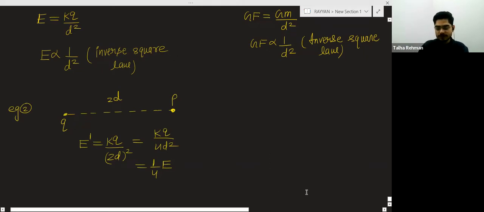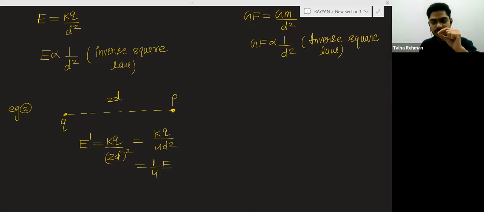Suppose for example, this is a charge, and at this point I want to find the electric field strength. So this time suppose the distance is 1 meter. I am not talking about the electric force, I am talking about the electric field strength. So electric field strength at this point will be, suppose E. Now suppose I have increased the distance, it will become 2 meter. Now you have doubled the distance, but the electric field strength becomes 1/4.